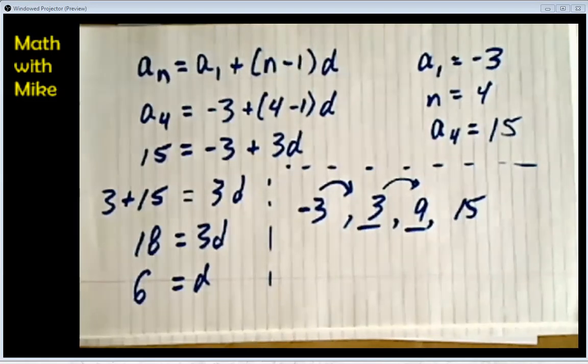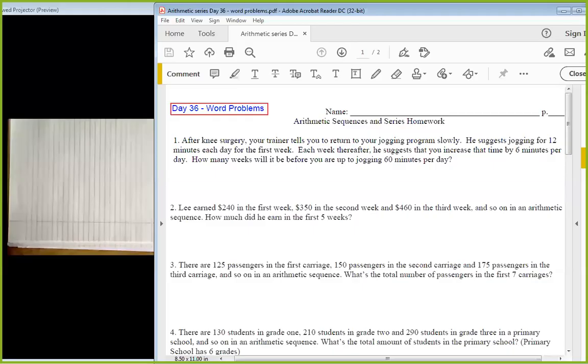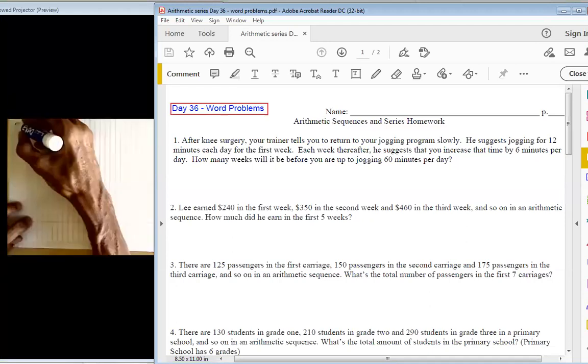So what we'll do now is we'll do a couple of word problems. And then we'll give some time in class for you to work on those and ask any questions that you might have. So let's get this set up here. So take a look at number 3.